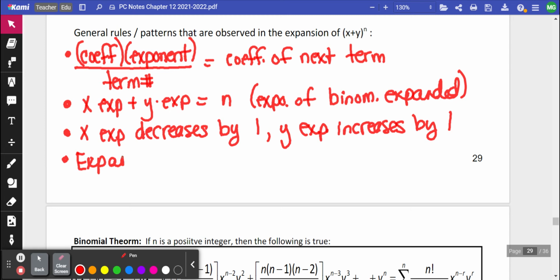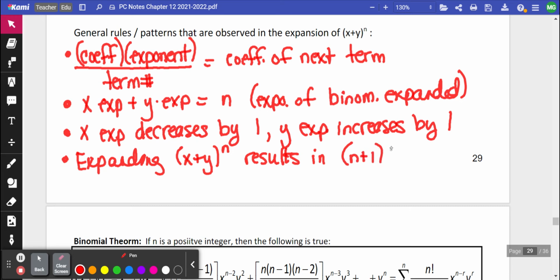Okay. So expanding x plus y to the n results in n plus 1 terms. So one more term than what that n value was. Okay, and there were some other things that we talked about, but that's the general idea there.